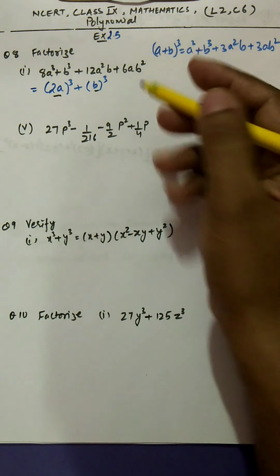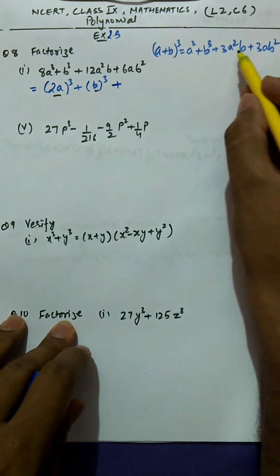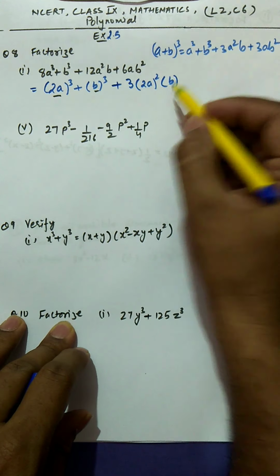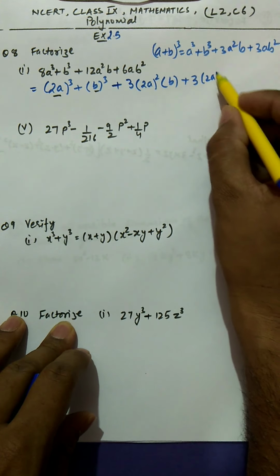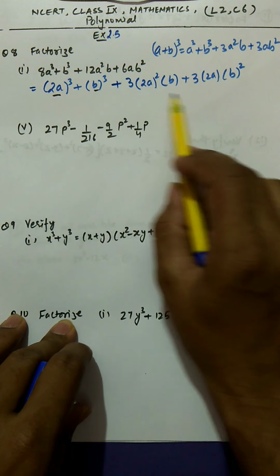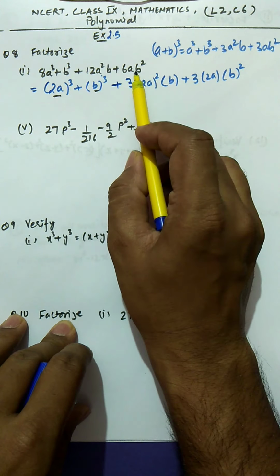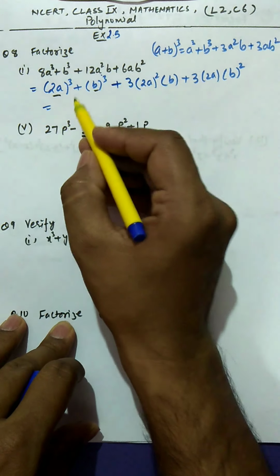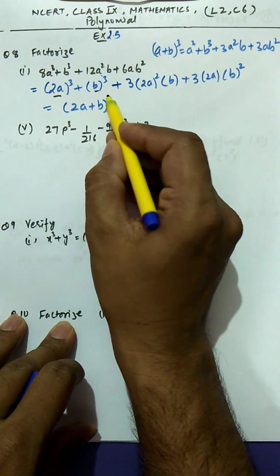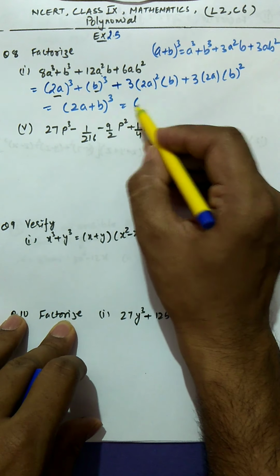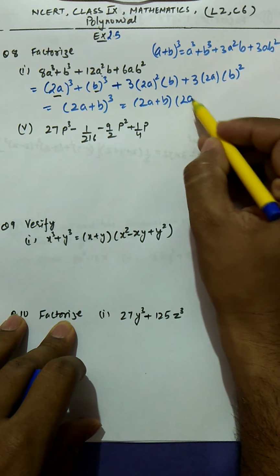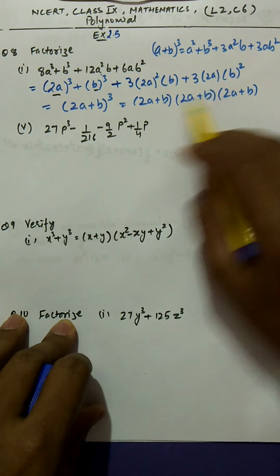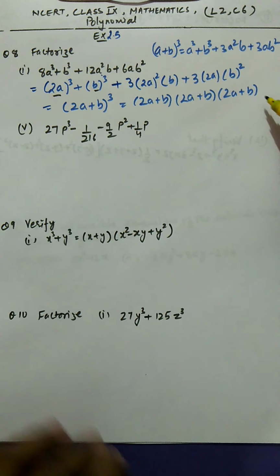So now the rest of the terms you will write yourself. The next one is 3a square b, means 3 times 2a whole square times b, and then 3ab square, means 3 times 2a times b whole square. If you open these terms, you will get this and this term, but your work now is not to simplify again. So simply you write this is 2a plus b whole cube, and that can be written thrice: 2a plus b, 2a plus b, 2a plus b. Even if you don't write this three times, it's okay. You can write 2a plus b whole cube. So this is the answer of your first part.